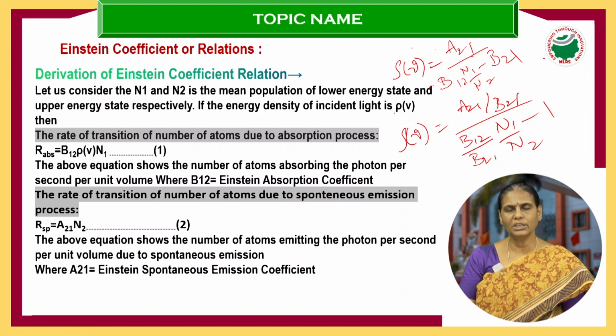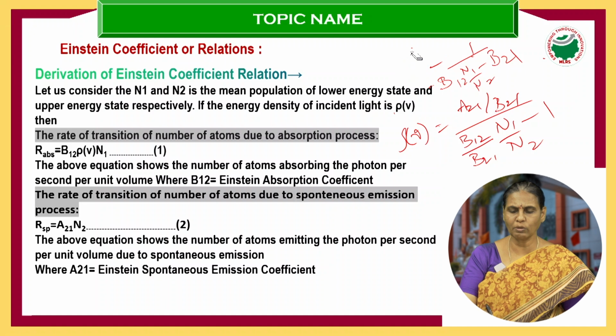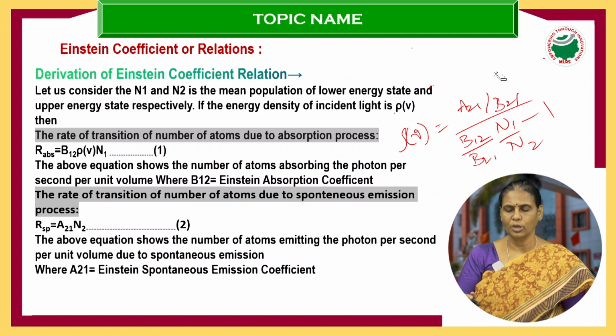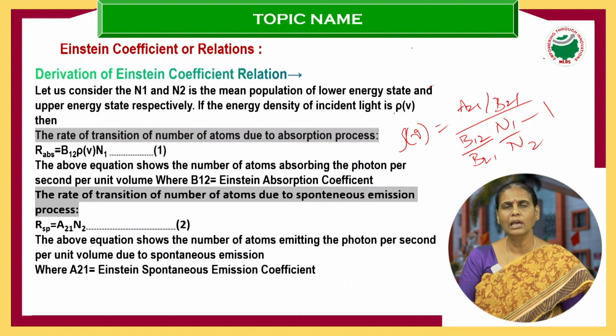Now, in the denominator you have N1 and N2. Till now, we were calling them the number of atoms in the lower energy state and the number of atoms in the higher energy state. Let us use one more terminology, called population. N1 and N2 are populations. Population in the lower energy state is N1. Population in the higher energy state is N2.